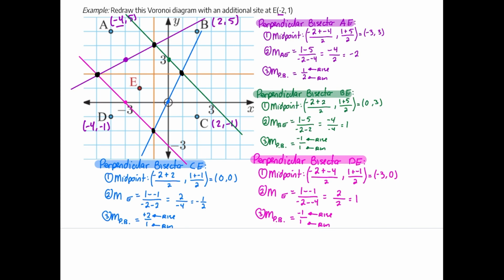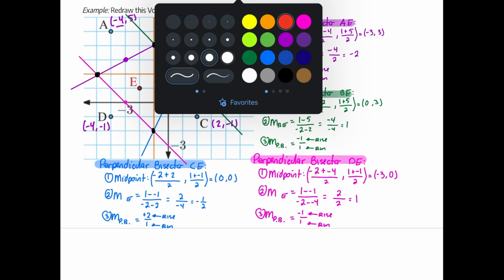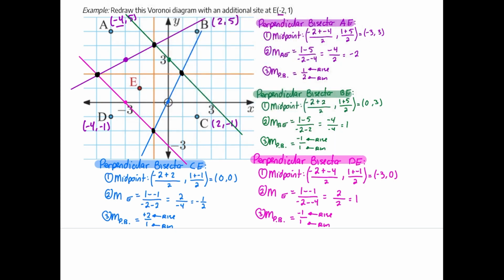And now we are going to create the last step, create the cell for E. In order to create this cell for E, we have to use the new perpendicular bisectors. I'm going to start by using the perpendicular bisector that seems to be the closest to E, and it's this pink one. And I remember that when I touch a vertex, I stop. So this line here is going to be part of the cell for E. When I touch a vertex, I stop.